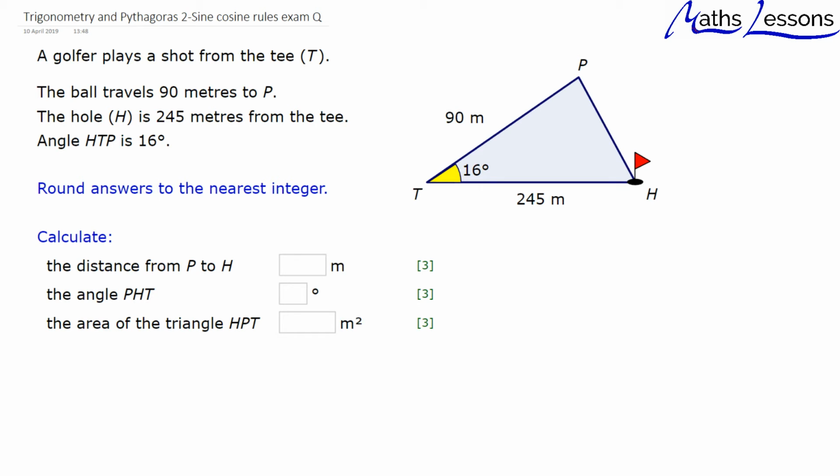Okay, so here we go. We've got this triangle: 90, 245, 16. We want to calculate PH. So that's just going to be a standard cosine rule question.